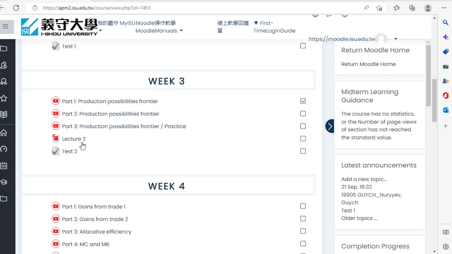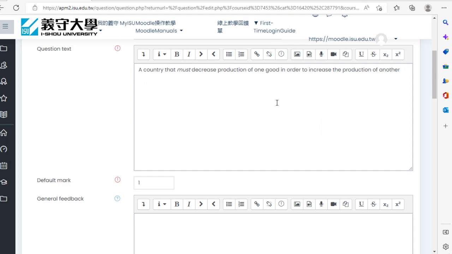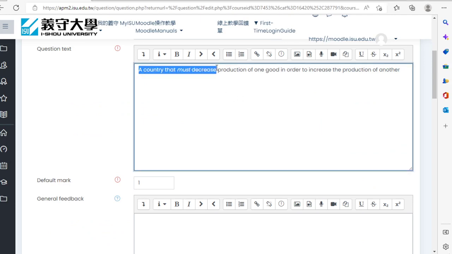Now let's have a look at the answers to test number 2. First question, something about production possibilities frontier. A country must decrease production of one good in order to increase production of another good. That means the country is already producing at the production possibilities frontier.